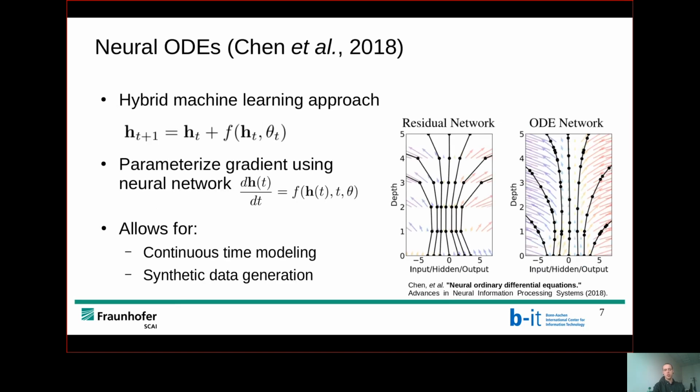One method to generate such synthetic data are the neural ordinary differential equations that are also called neural ODEs in short. They have been introduced by Chen et al. in 2018 at the NeurIPS conference. It's basically a machine learning hybrid approach which fuses artificial neural networks and ordinary differential equations. And the idea here is that we parameterize the gradient of an ODE system using a neural network.